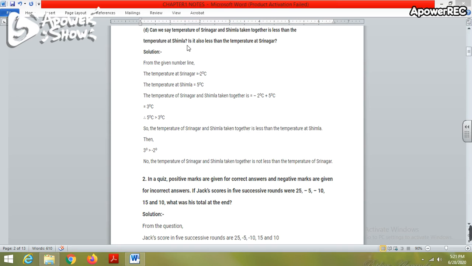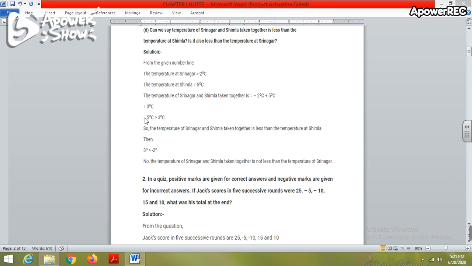Now the second part says, is it also less than the temperature at Srinagar? Now we have to compare the temperature of Srinagar and Shimla taken together with the temperature at Srinagar. The temperature at Srinagar is -2 degrees Celsius and the temperature of Srinagar and Shimla taken together is 3 degrees Celsius, and 3 is greater than -2. Why?